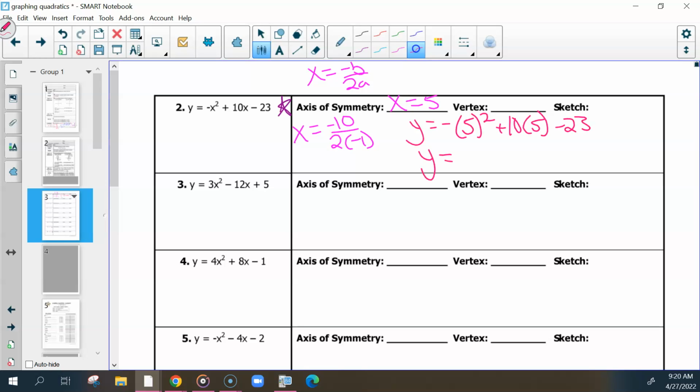What is our value for y? You mean put this in a calculator and find your answer, or do it by hand? Either or. It is 2. So your vertex would be the point (5, 2).